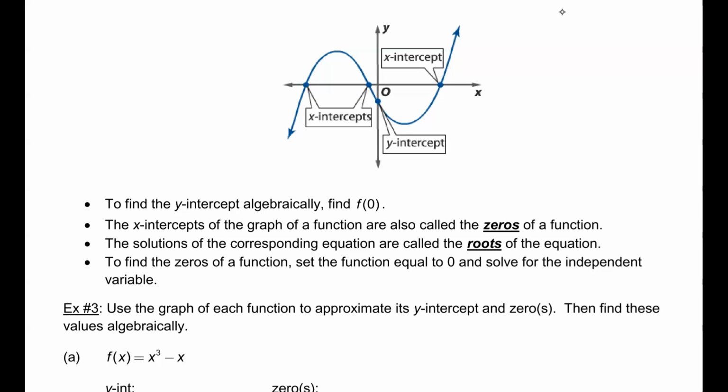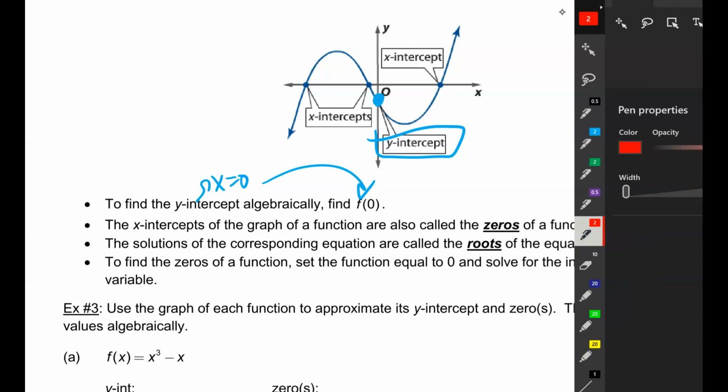All right, to find the y-intercept, find f of 0. AKA the y-intercept is where your x value is equal to 0. So plugging in x, that's really what it's telling you to do. So if we plug in x, this is our y-intercept right there on our graph. The x-intercept is where y is equal to 0.